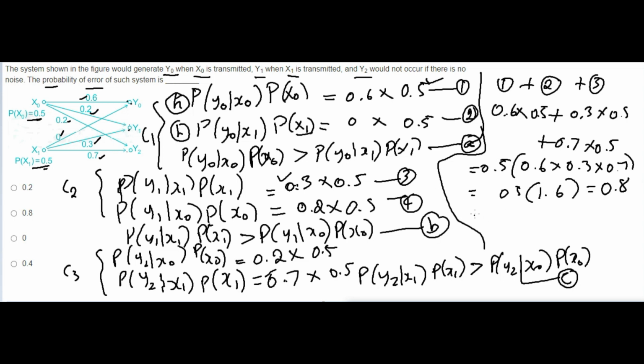We want the probability of error, right? Total probability is 1. So 1 minus 0.8 gives the probability of 0.2 as the answer. That is, total probability minus the complete addition of all the probabilities one by one. So the answer is 0.2. Very simple. If you have any doubts, just ask me. Okay, thank you.